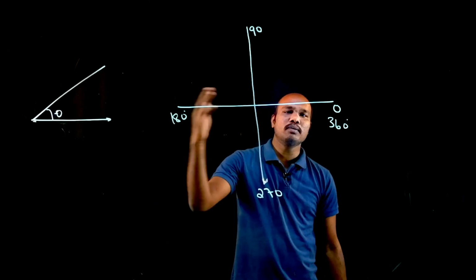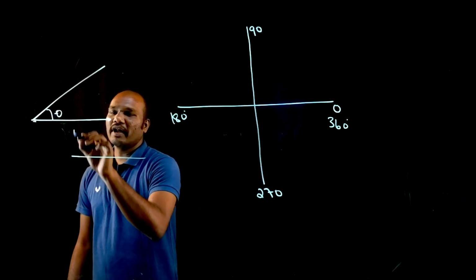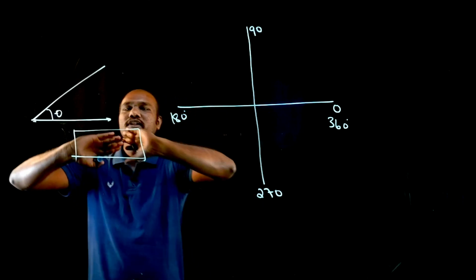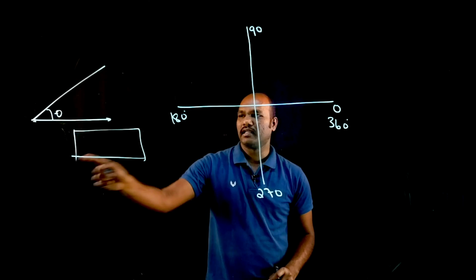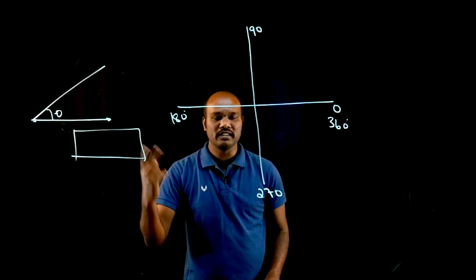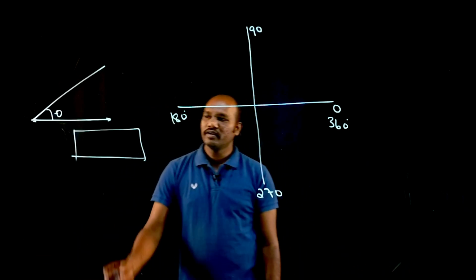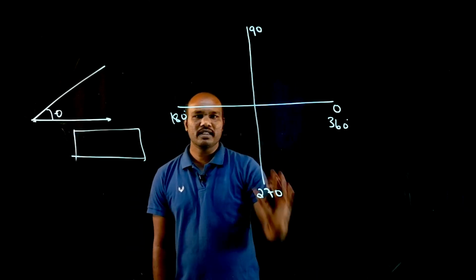Plane means whatever you're looking at on the board. Anything with 2 dimensions, that is length and breadth. There are only 2 dimensions. You cannot draw a pyramid outside of here because there is no height here. So whenever there is a plane, there will be only 2 dimensions, length and breadth. If there are 2 dimensions, we call it a 2D plane.